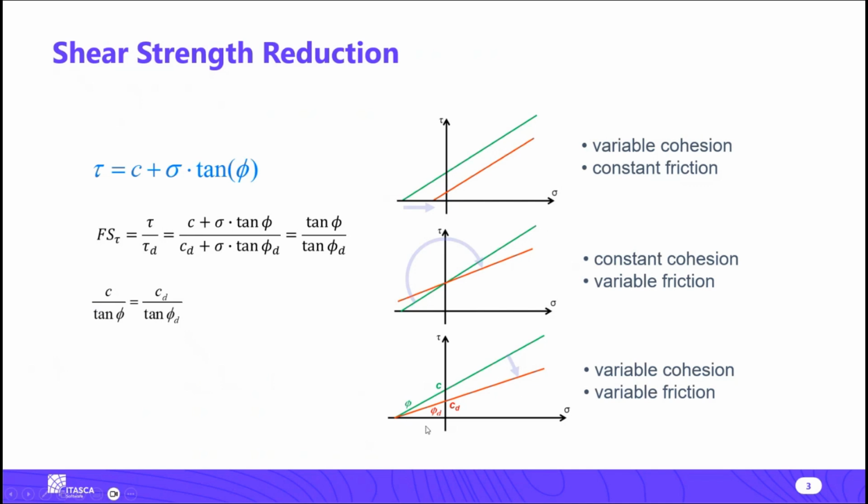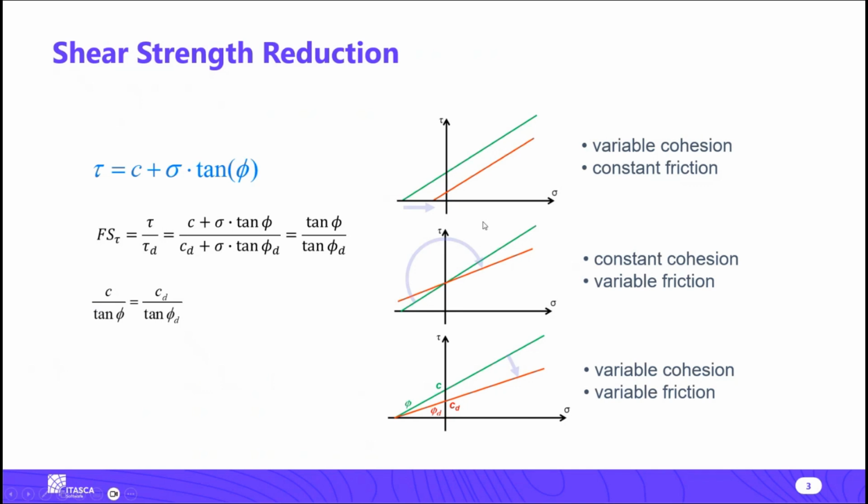This bottom plot shows you the general way that this is done. Imagine you have some sort of Mohr-Coulomb failure envelope. This is plotted as shear stress versus normal stress. Your starting envelope is this green line. You reduce the cohesion, which reduces the intercept. You reduce the friction, which changes the angle. And you have a new failure envelope here, and you try to solve for that particular state. Note that you don't reduce the friction angle, you reduce the friction coefficient.